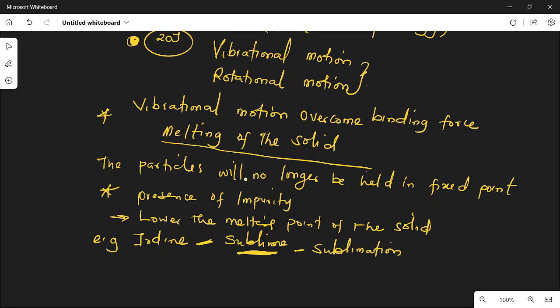So very, very important, we need to understand the effect of impurity on melting point. When there is an impurity in a substance, it lowers the melting point of that solid, and it will allow it to liquefy gradually instead of liquefying suddenly. But for iodine, of course, sublimation can occur, where they change directly from solid into vapor.